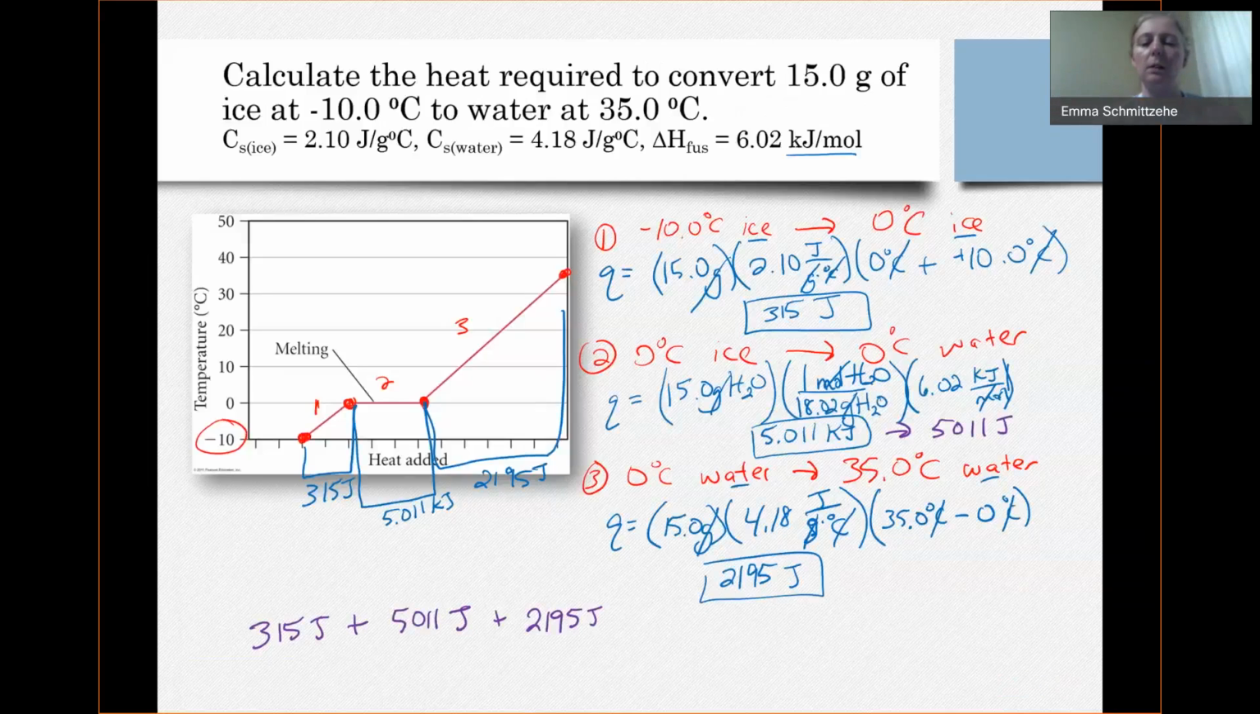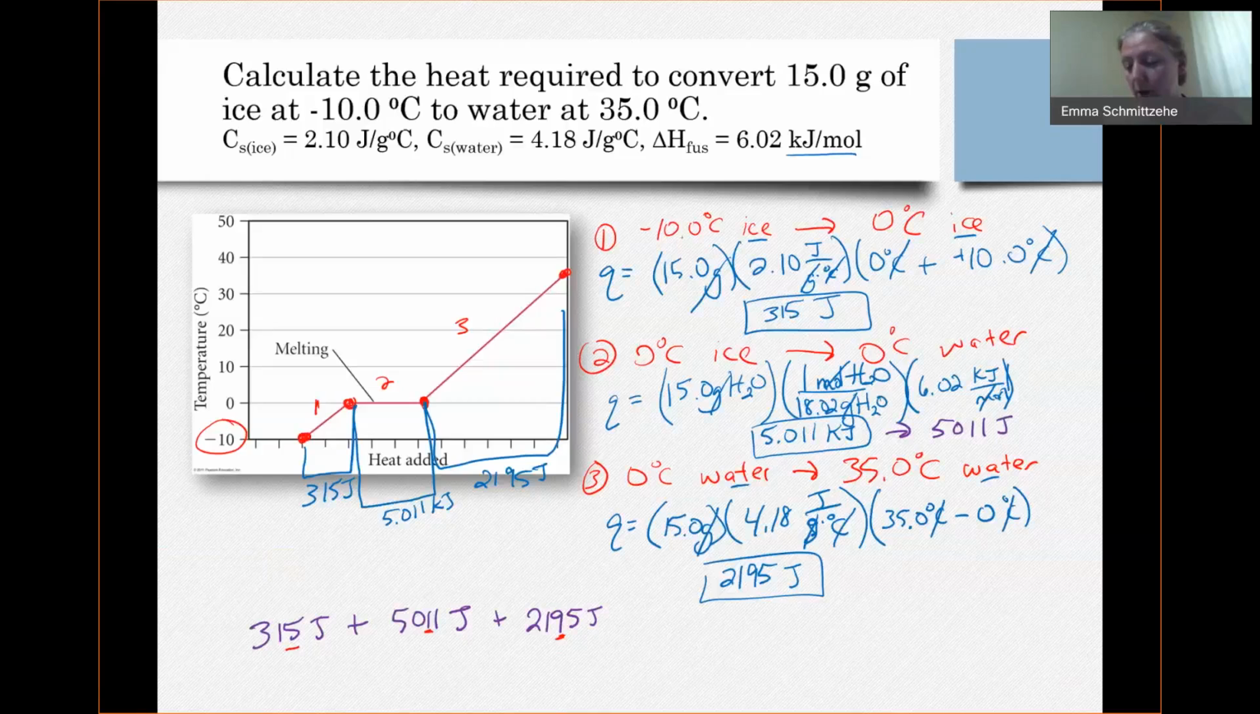So let's get back to this. And if we pay attention to our sig figs here, in the 315, the 5 is our last sig fig. In the 5011, it's really that first one because I had an extra sig fig there. And same with the 2195, really the 9 is where my sig figs end. So I'm going to end up rounding it to the tens place when I add these.